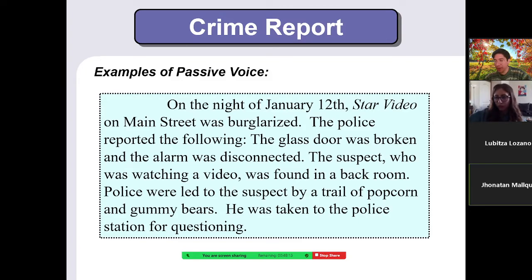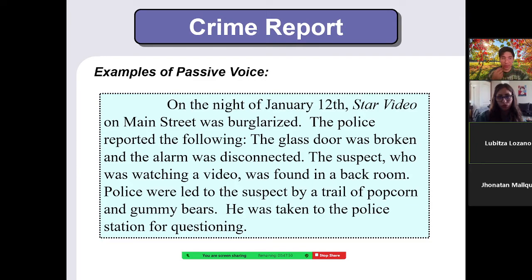Okay, any questions about some words here? Any questions? Teacher, what does led mean? Okay. Led means, for example, listen to me.